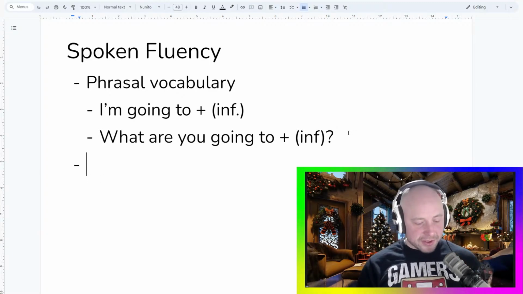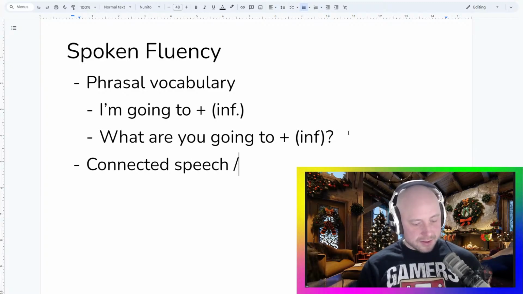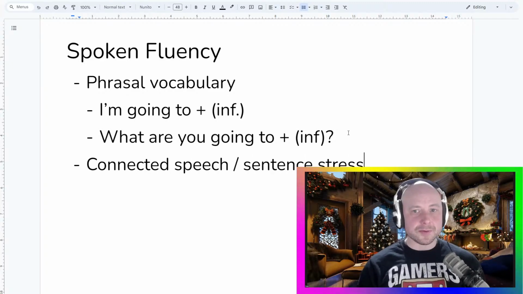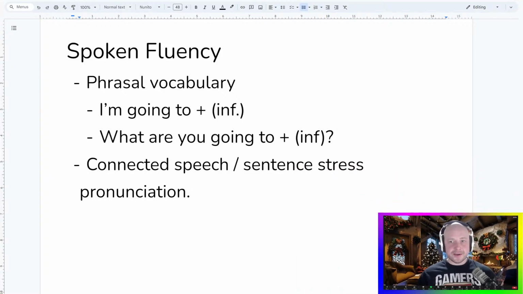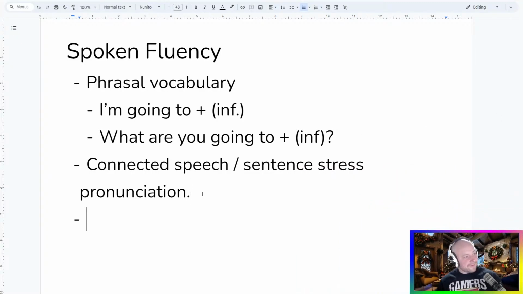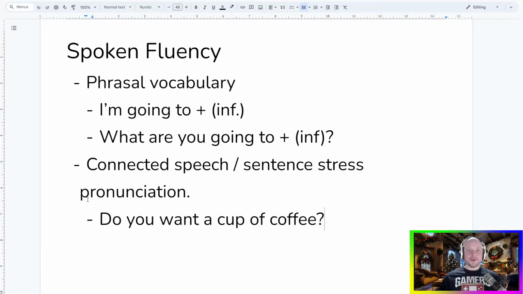Okay, so phrasal vocabulary you need. What else do you need? You need good connected speech pronunciation. And sentence stress, we'll call that as well. So connected speech, sentence stress, pronunciation. Let's have a look at an example of that. So, first of all, do you want a cup of coffee? That's bad fluency. I was using individual word pronunciation. How about this? Do you want a cup of coffee?